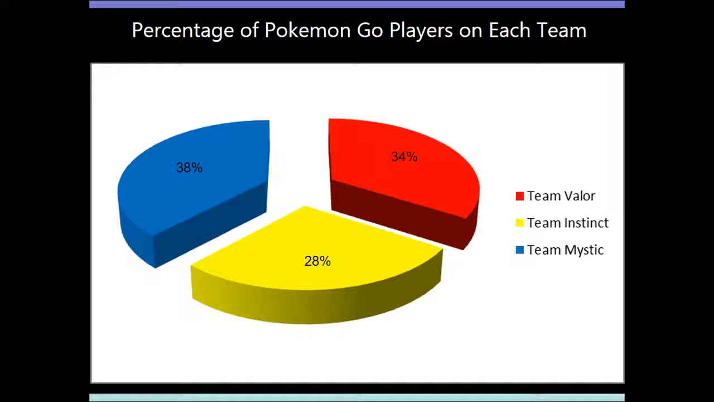So here's my pie graph. Again, we have a nice title, Percentage of Pokemon Go Players on Each Team. I've got the 3 chunks of pie. I have percentages labeled on them because you can't always look at the graph and know exactly what percentage it is. I also have a key over here telling you which color goes with which team. The key is not totally necessary. I could write the team names right on my pie slices, but I like the key because it's pretty colors.